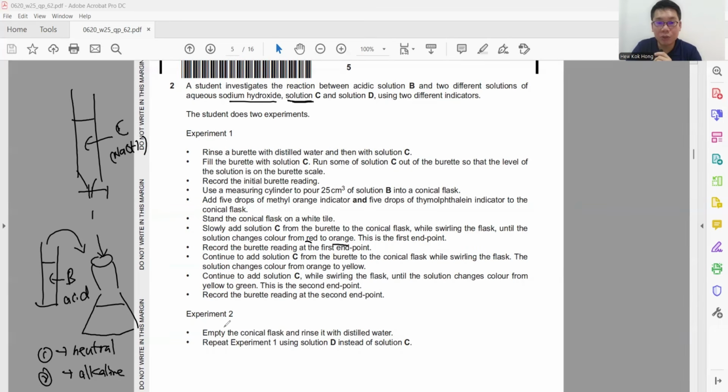So experiment 2: empty the conical flask and rinse it with distilled water. Repeat the experiment using solution D instead of solution C. So these are the 2 setups.